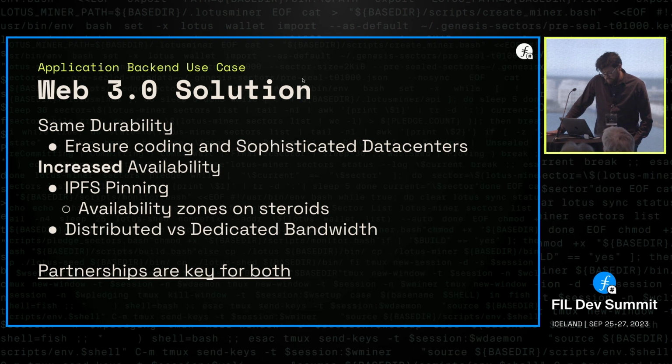Yeah, so same durability, increased availability, IPFS pinning. I talked a little bit about availability zones on steroids. Customers use S3 and hopefully they know about the availability zones, but with IPFS pinning, there's potentially the equivalent of much more powerful availability zones, more hyper localization, which I'll get into later too. And then distributed for just bandwidth. Partnerships are key for both. The reason I said that was, talking about SPs and the compliance and making sure that everyone is following the right standards and approvals.